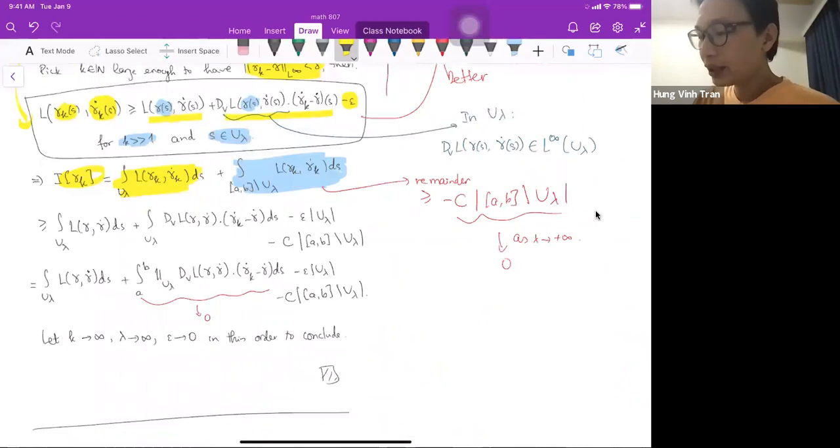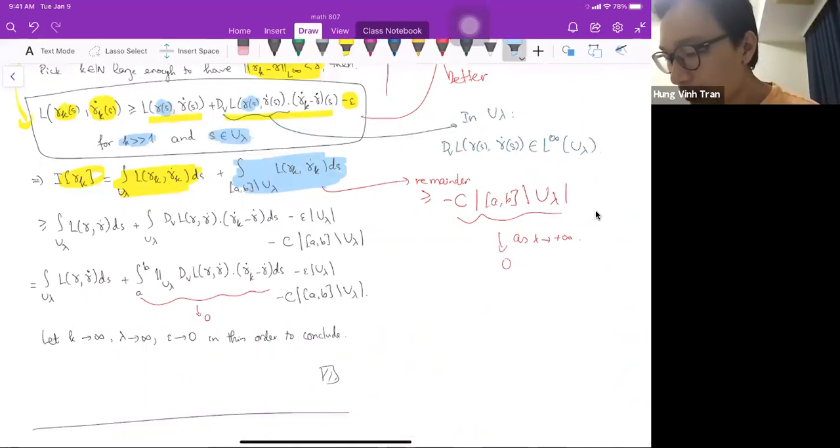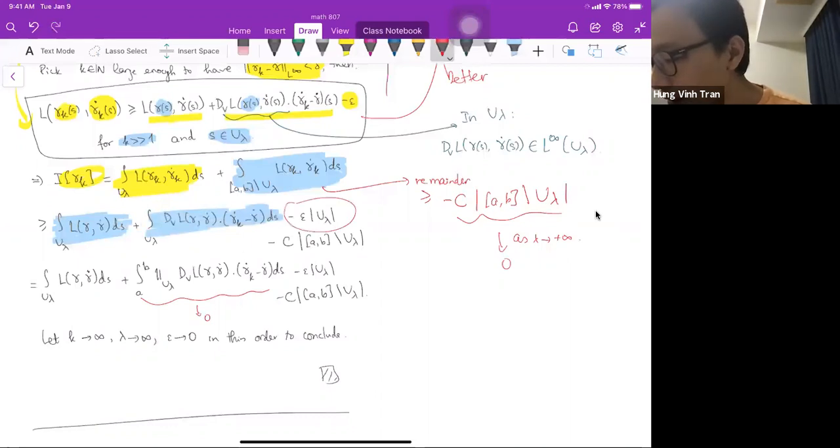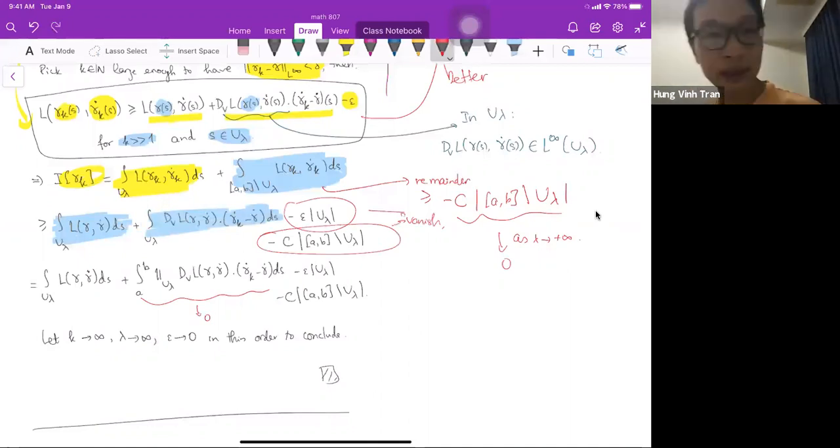All right. Anyway, I just claim that the remainder is vanishing as lambda goes to infinity. That's fine. And you see that we are using the inequality here. You have the integral on u lambda is greater than or equal to the action L of gamma on u lambda plus this integral minus the... Okay, and then there are two terms, minus epsilon u lambda and minus c, that measures I just mentioned, and both of these vanish as lambda and epsilon go to zero in the correct order.